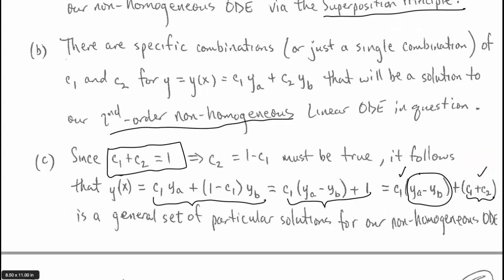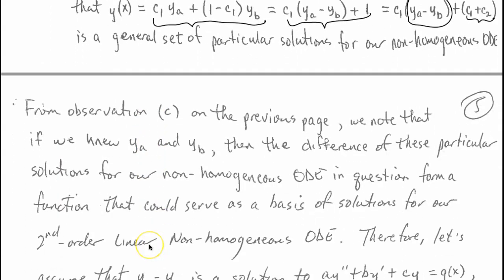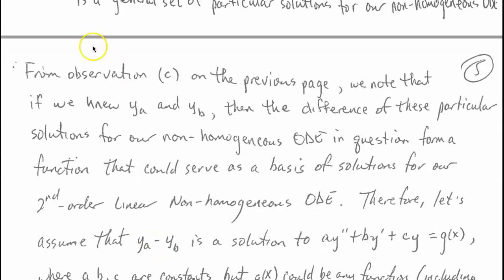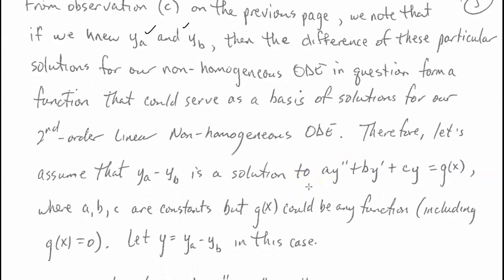So now, considering what we have observed here, we note that if we knew what our particular solutions y sub A and y sub B actually were, then the difference of these two particular solutions of our non-homogeneous ODE in question would form a function that could serve as a basis of solutions for this second order linear homogeneous equation.